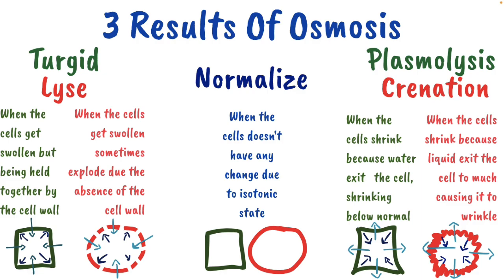This is when the cells don't have any change due to the isotonic state, so no water comes in or goes out. Now, the third result is called plasmolysis, or crenation in animal cells. This is when the cells shrink because the water exits the cells and they shrink below normal. But in animal cells, so much liquid exits that it causes them to wrinkle.